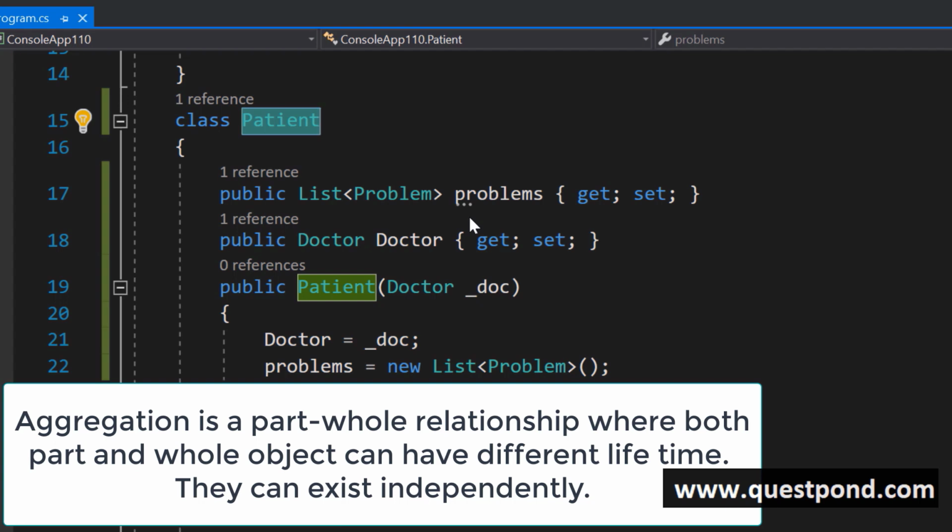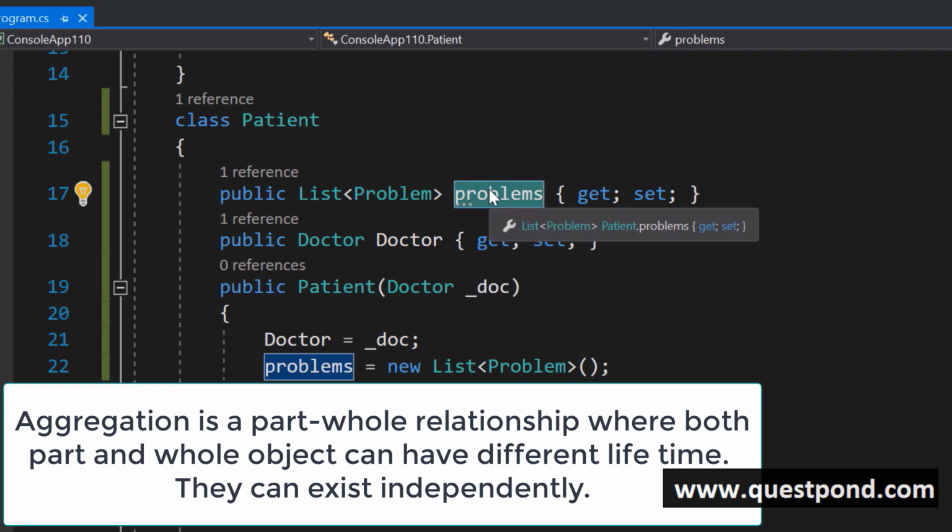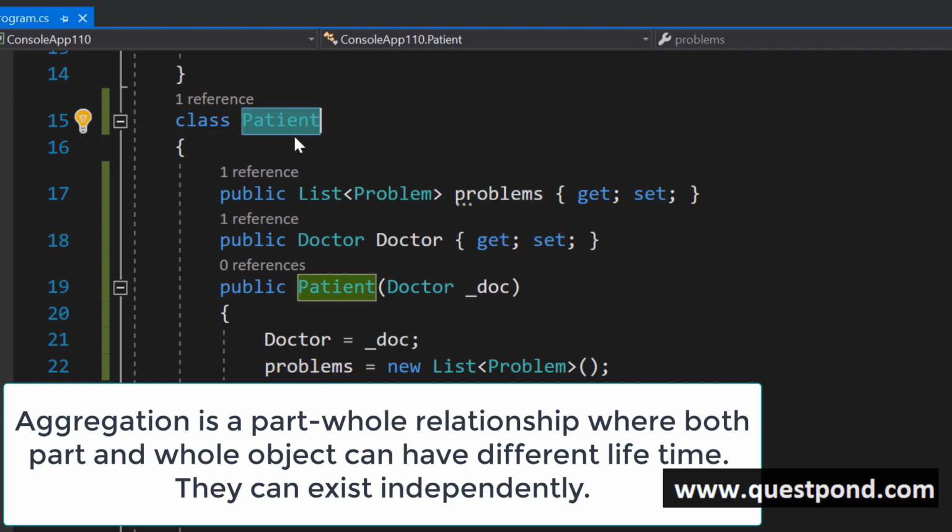So basically, when you talk about aggregation, there is again a part-whole relationship, but the objects are independent of each other. They can live without each other, right? But when they come together, they do have a very proper semantic connection. So you can see here, this patient has doctors, but this doctor can be allocated to someone else, and the patient can work with some other doctors. But the patient has a problem. This is again a part-whole relationship, but there is a tighter relationship. Here, the problem object cannot exist without the patient and vice versa, right?